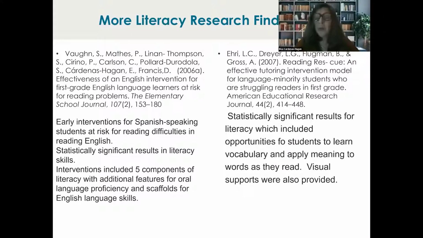But we have done the work, and these studies were done over 15 years of work, really demonstrating that we could make a difference if we worked early with students. For example, we did early interventions for Spanish-speaking students at risk for reading difficulties, and we saw statistically significant results in literacy. And we added those 5 components of literacy, but also oral language proficiency and the scaffolds for English language. So we were working on language skills as we were working on literacy skills. We also did these studies in the Spanish language and also got significant results.